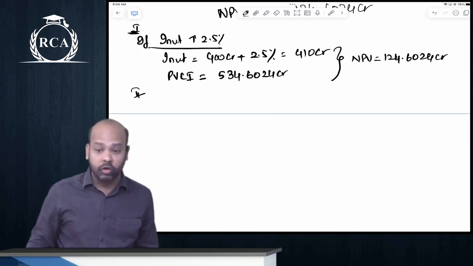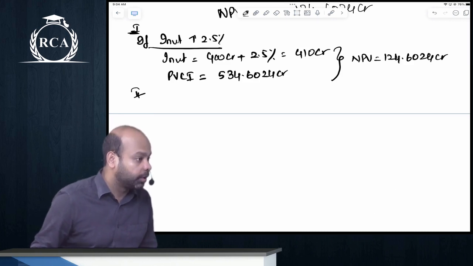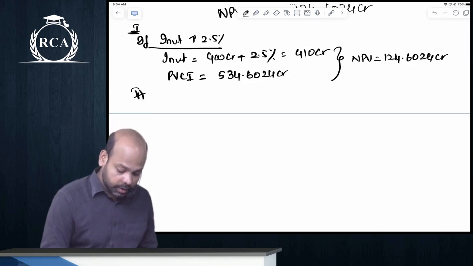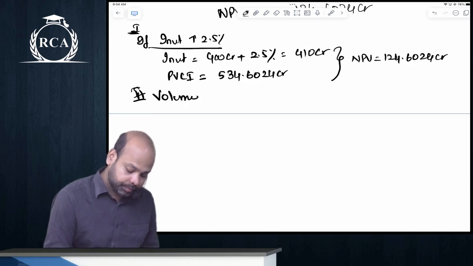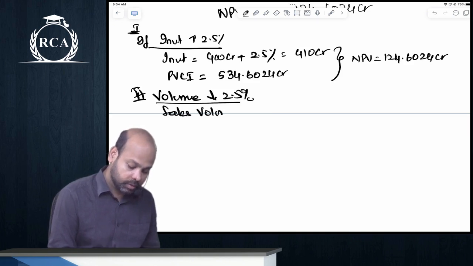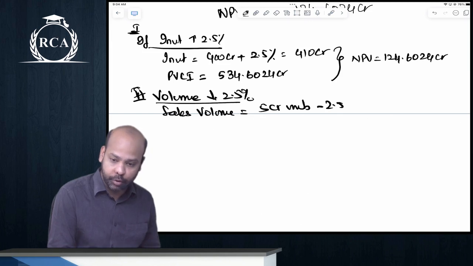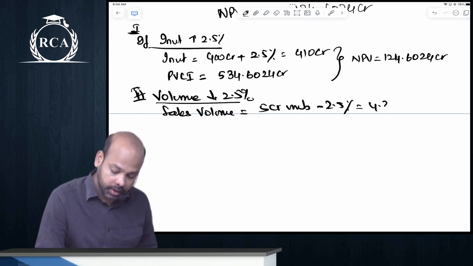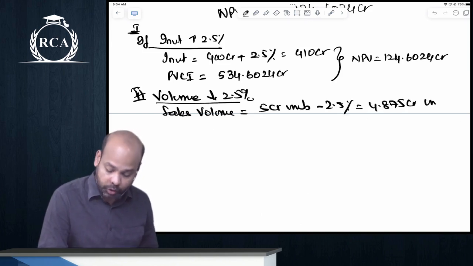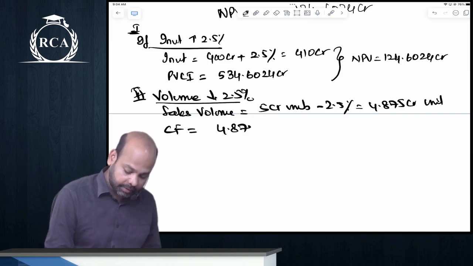Second factor beta is unit sales. Sales को कम करोगे या ज्यादा करोगे? Yeah, because it is revenue guys. Volume beta. Volume to be reduced by 2.5% guys. So what will be your sales volume beta now? 5 crore units minus 2.5%, 4.875 crore units. Can I write cash flow like this beta? 4.875 crores into 50 rupees per unit.